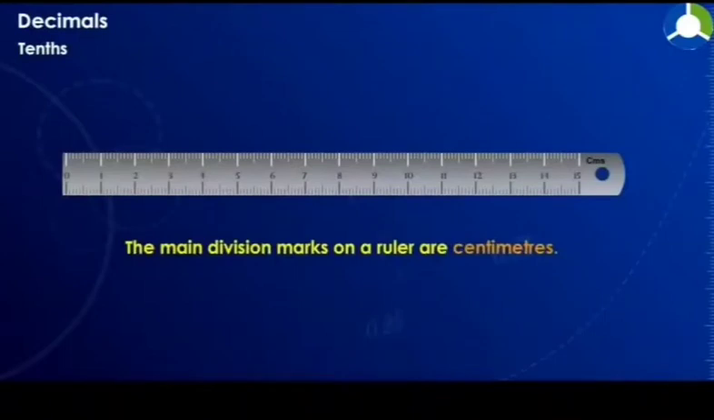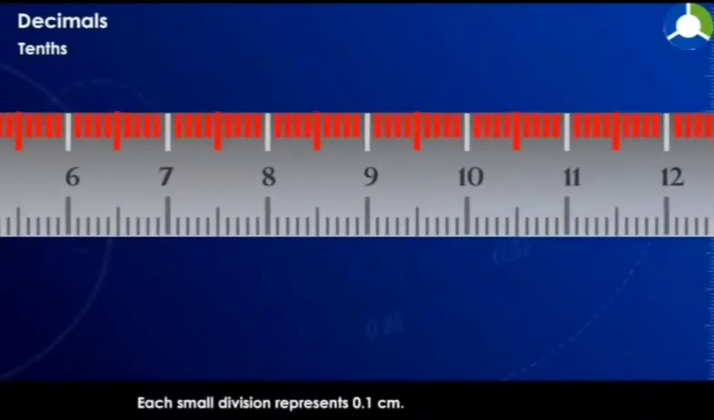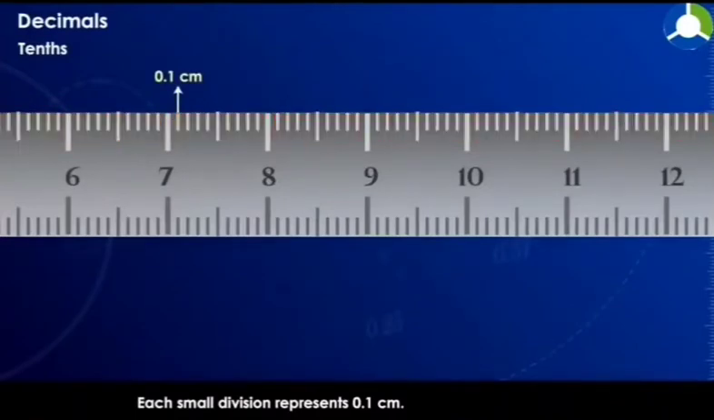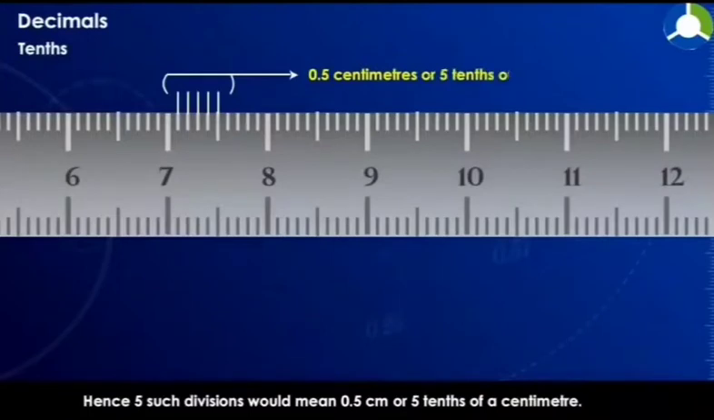The main division marks on a ruler are centimeters. Just see the diagram. Each centimeter is again divided into 10 equal parts. That is, each centimeter has 10 equal divisions. Each small division represents 0.1 centimeter. Look at the diagram. So children, 5 such divisions would mean 0.5 centimeter or 5/10 of a centimeter.